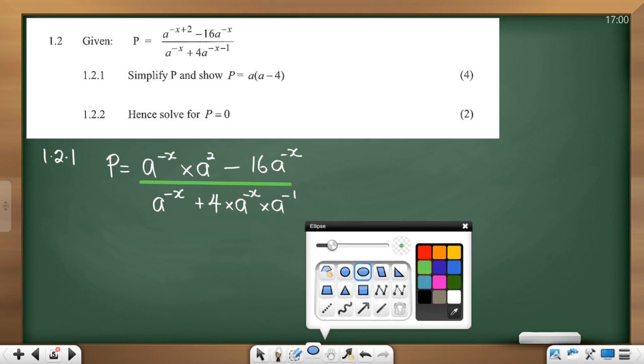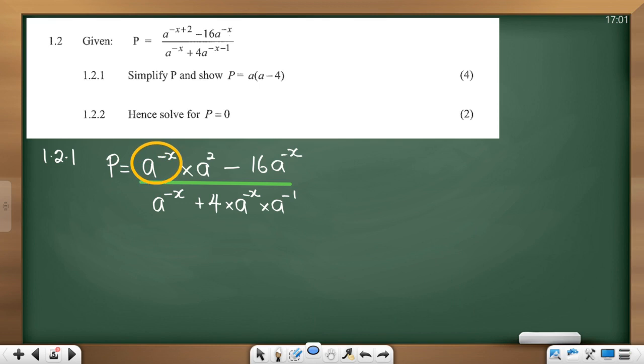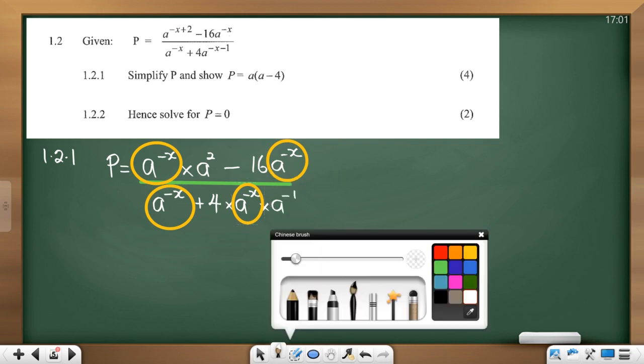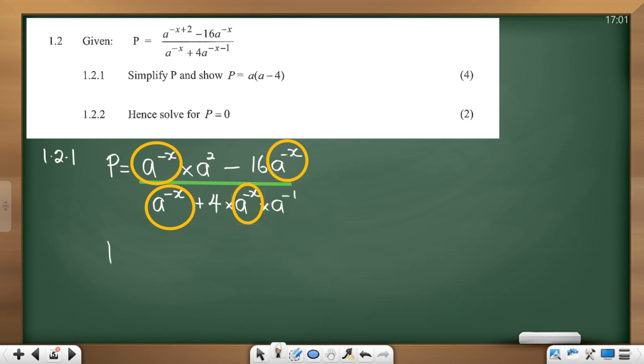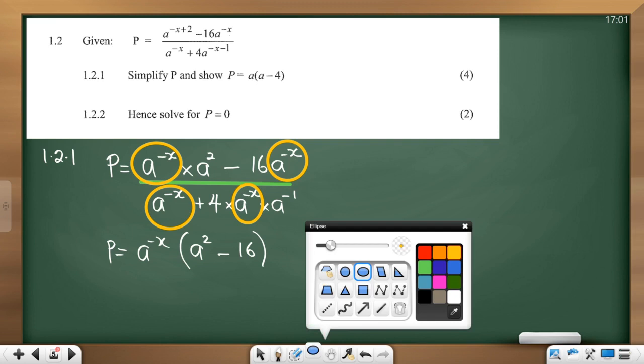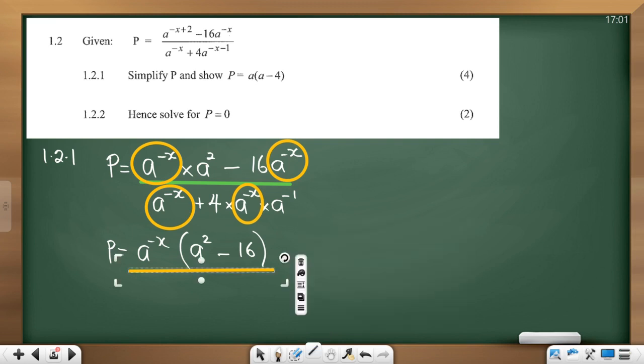Let's see. What's common? I'm going to circle that. Let's make it thinner just to show something here. That is there. That is also there. It's actually common across. Oh, so we can factor out what is common. So what will I have left on that side? A squared minus 16, because I factor out my a to the power negative x. What's common here? A to the power negative x.